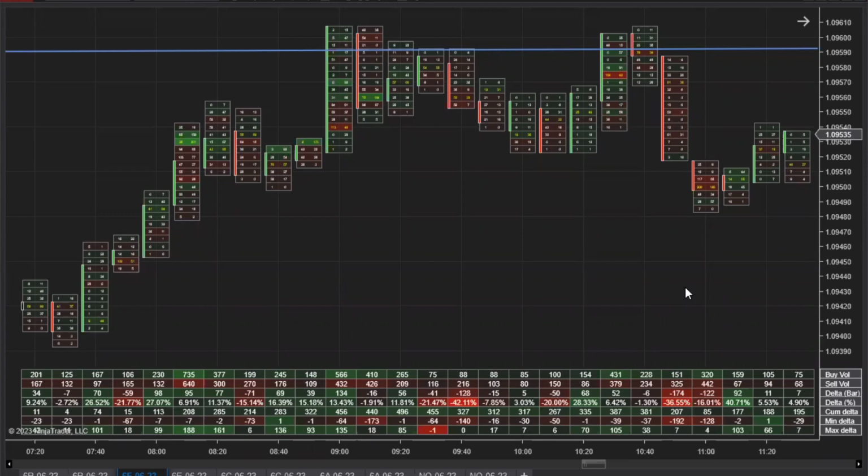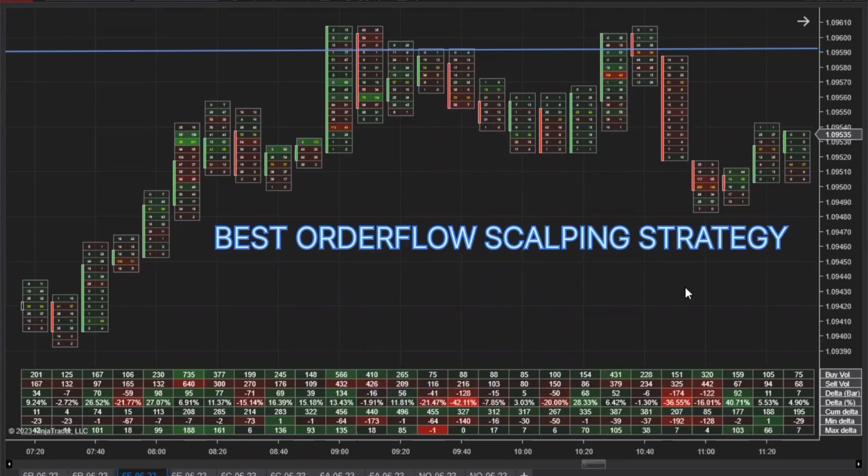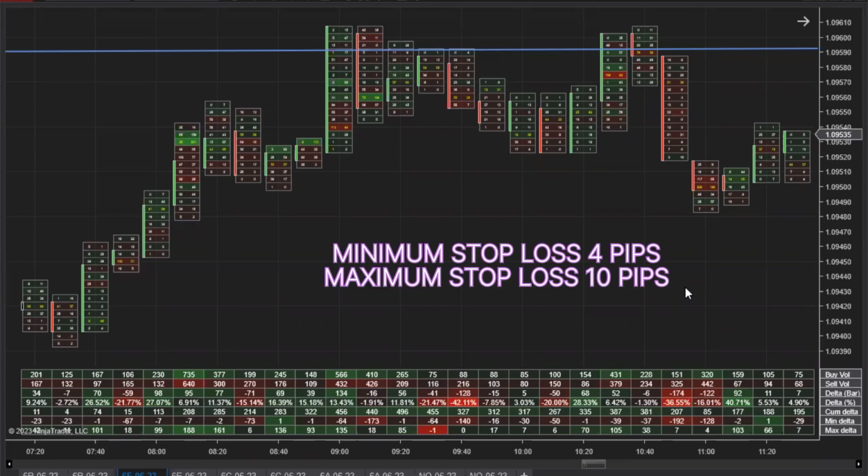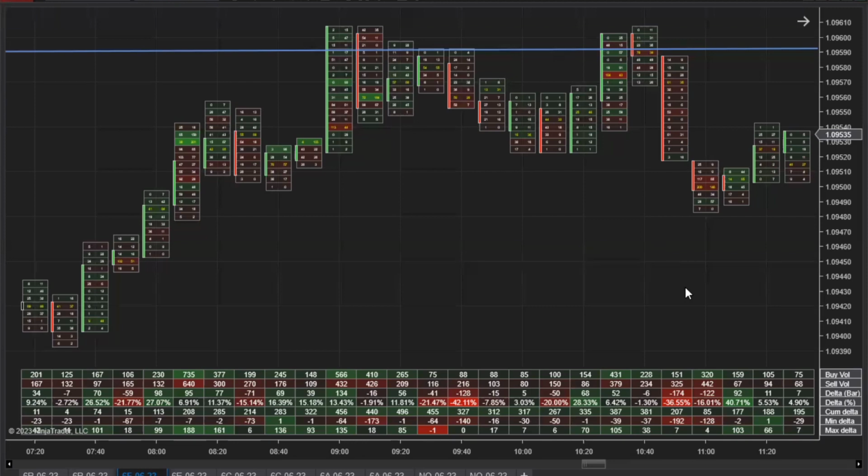Today we are going to be having a very interesting topic, which is the best strategy for scalping using the order flow. All right, that's what we're going to talk about. So your stop loss can be between 5 pips, 10 pips, 7 pips, something like that. It can even be less than that. Because it's just scalping, and day traders can also use it. So you can gain between 30, 40, 50 pips using this strategy.